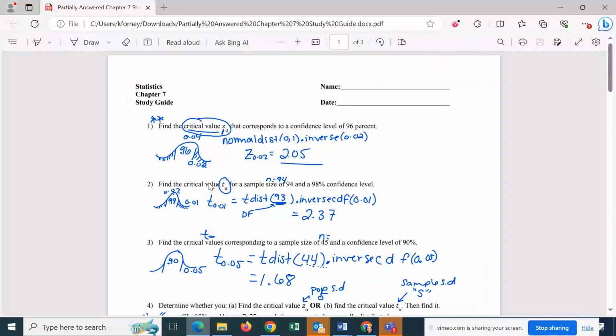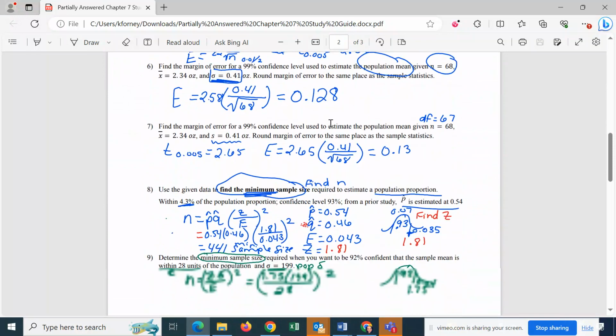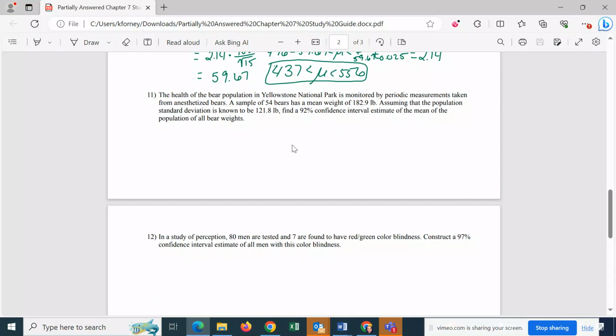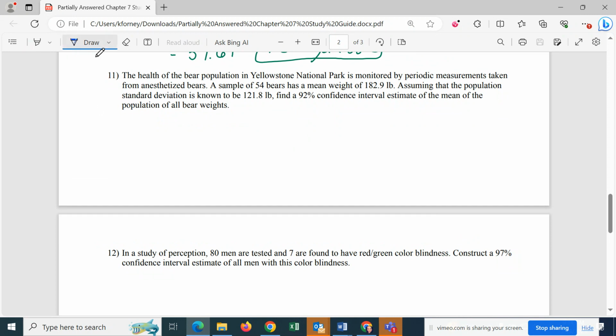Okay, so we are going to be looking at the rest of the study guide that we didn't get to in class today. The health of the bear population in Yellowstone National Park is monitored by periodic measurements taken from anesthetized bears. A sample of 55 bears has a mean weight of 182.9 pounds. Assuming that the population standard deviation is known as 121.8 pounds, find a 92% confidence interval estimate of the mean of the population of all bear weights.